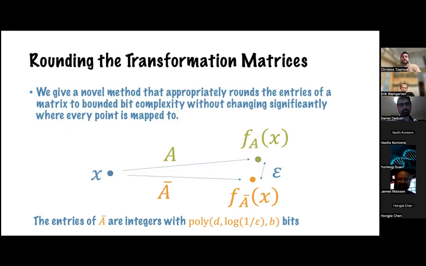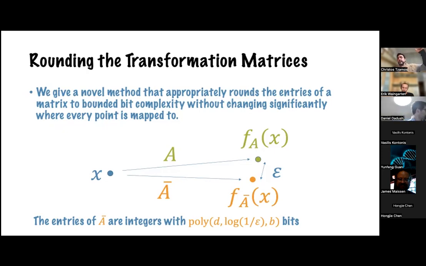So we came up with this rounding process that shows that if you give me any transformation A that maps points X to some location FA of X, we can find a different matrix, A bar, which has integer entries of bounded bit complexity, polynomial in D, log one over epsilon and B, so that the mapping is really close to where it was. It only changes the mapping by a distance epsilon, so our potential doesn't change significantly.